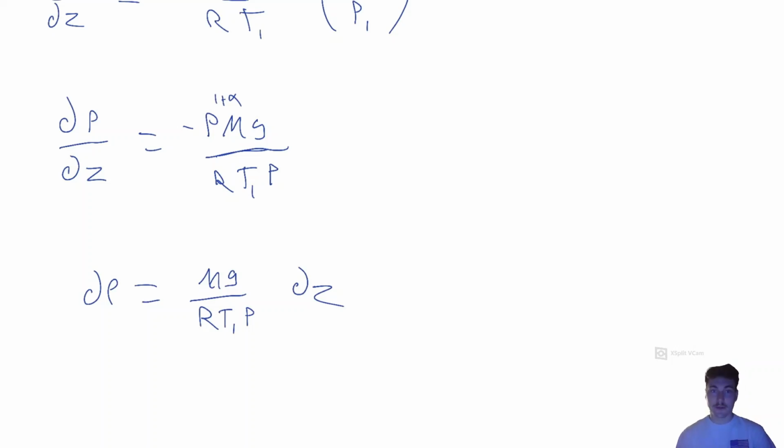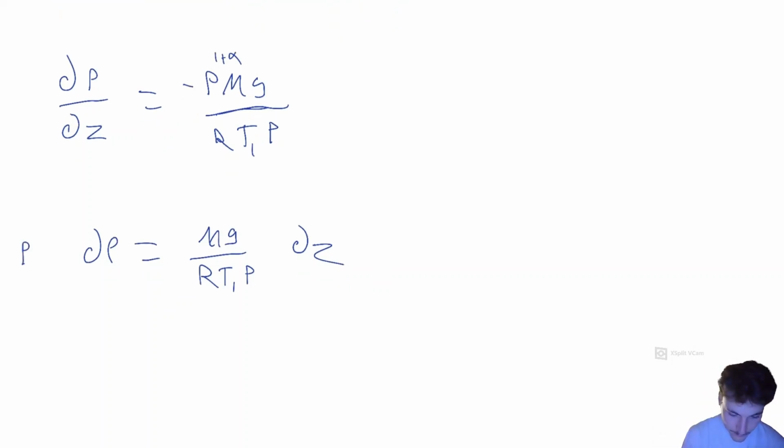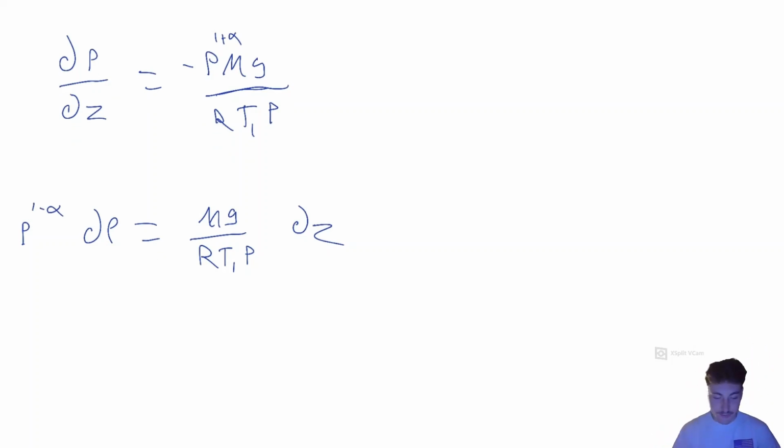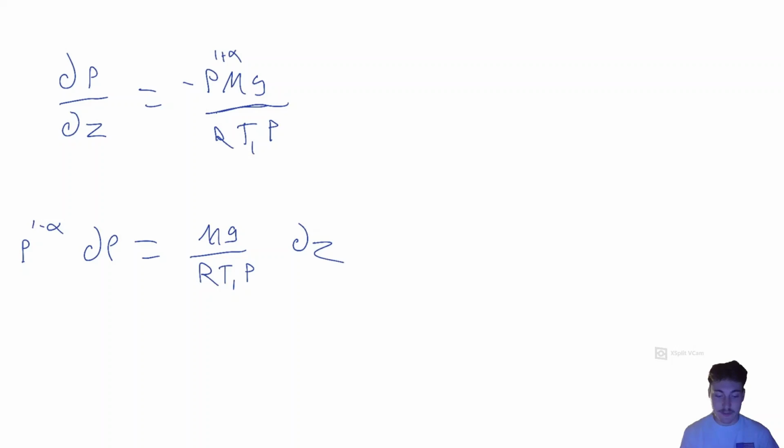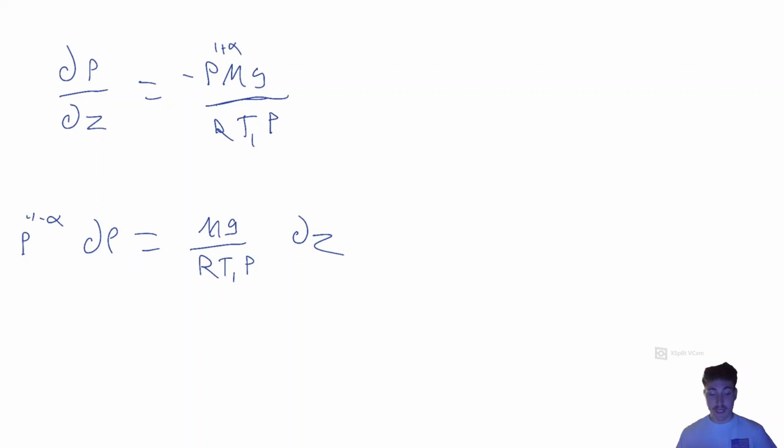And from the dP, to get rid of the negative, we're going to take the negative up, so then it'll be P to the negative 1 minus alpha. Oh, this is negative. And then we can integrate both of these sides. So we integrate it here, and integrate it here.